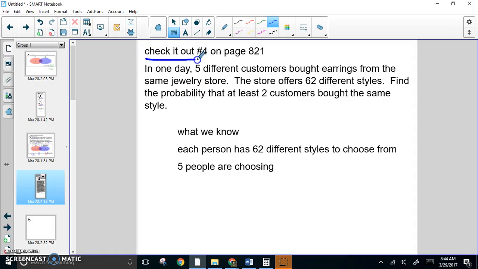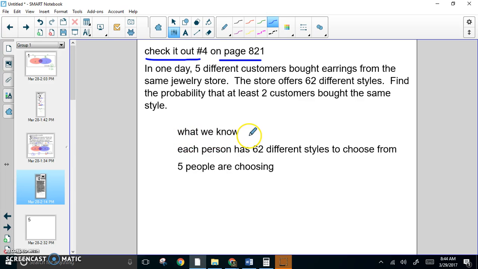Okay, so this is the Check It Out number 4 on page 821, underneath Example 4. In one day, 5 different customers bought earrings from the same jewelry store. The store offers 62 different styles. Find the probability that at least 2 customers bought the same style.